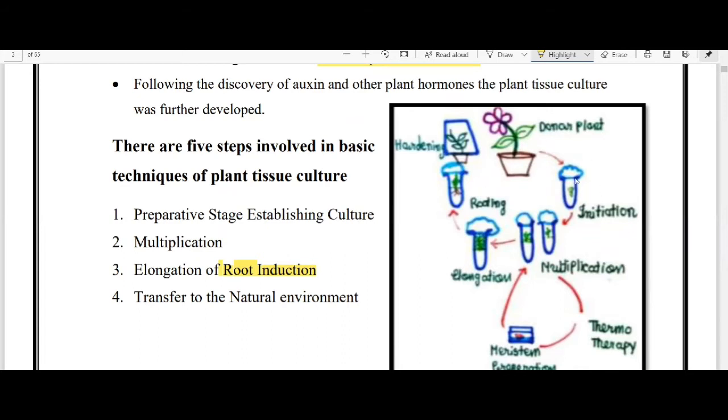So now we will see this diagram. In this diagram, the first is the donor plant. You can see the donor plant. A part of it, for example a leaf or a shoot, is taken. Then it is kept on a culture media under aseptic condition, and then after elongation, root and shoot induction takes place. First is rooting, then shooting takes place, and then finally hardening takes place.